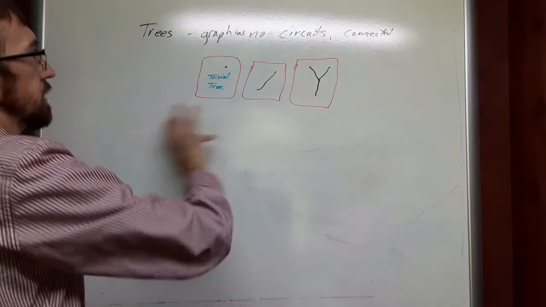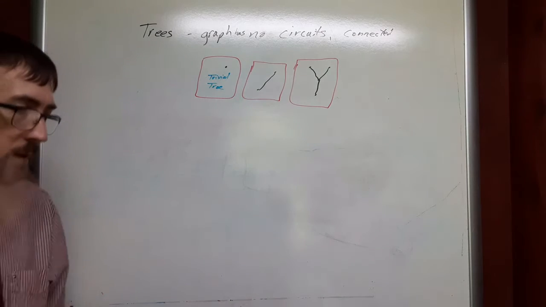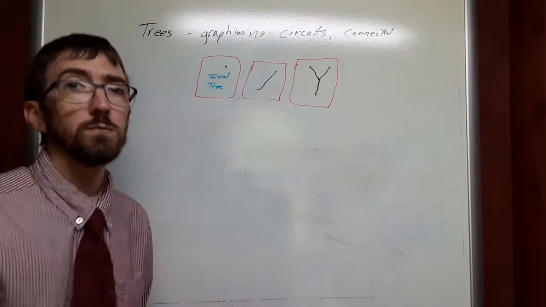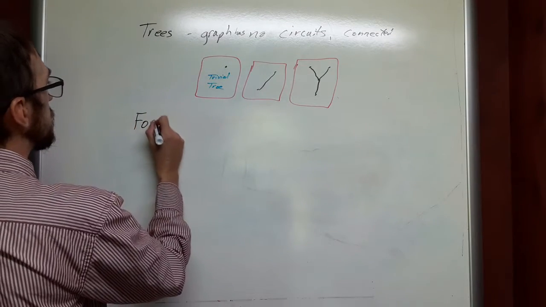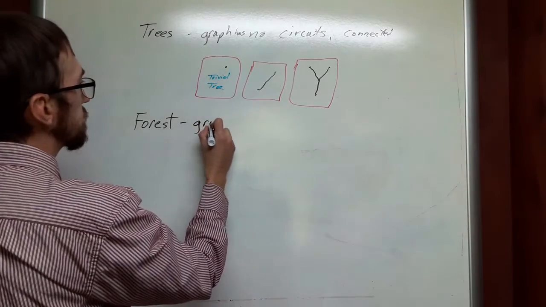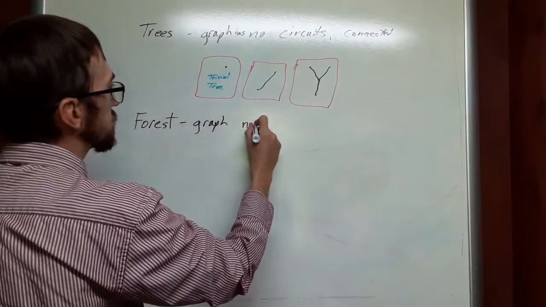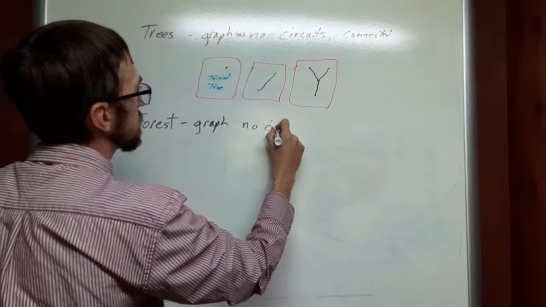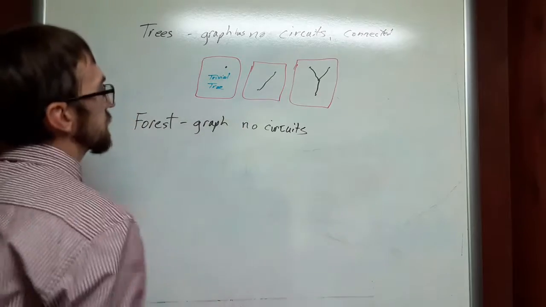With this definition and these ideas, the next definition that I'm about to give you makes perfect sense in my mind. Hopefully it will make sense in your mind. We're going to talk about a forest. A forest is a graph, and it also has no circuits. But we're dropping the connected piece.